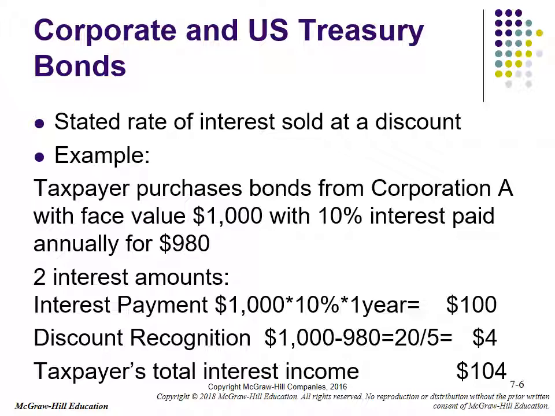Now, it's very important to point out that this is when a bond is sold for the first time in the primary market. As you can see there, the taxpayer purchases it directly from the corporation. The book identifies between primary and secondary. That $4 is called original issue discount.